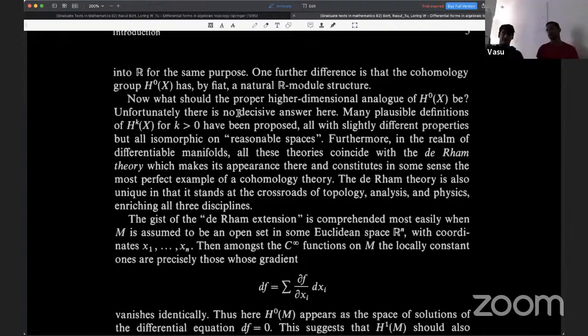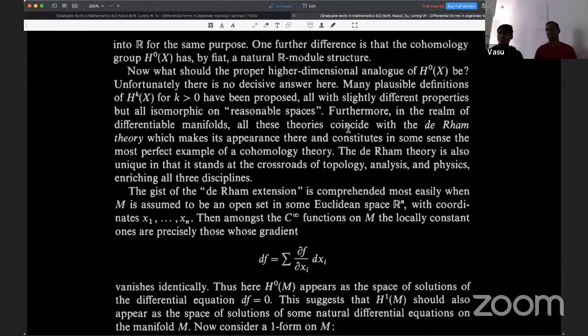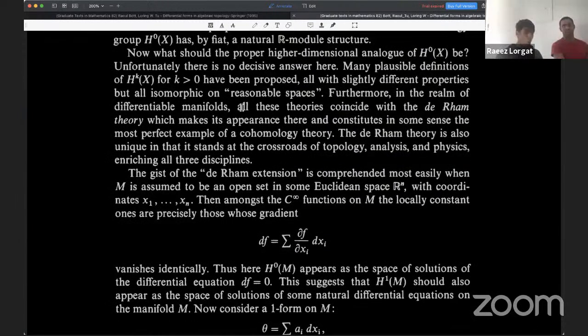However, they all agree on reasonable spaces. So in particular, in manifold theory, like smooth manifolds, there's no difference. And for any space in which you're actually going to do some integrals, most of them are not going to have any real difference. So in the realm of differential manifolds, all of these theories are the same, and they're in fact represented by the de Rham theory.